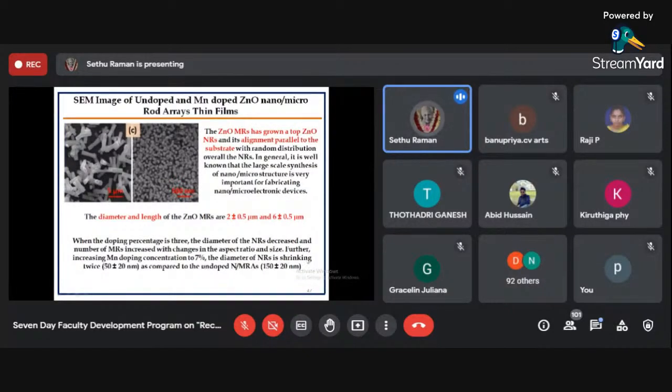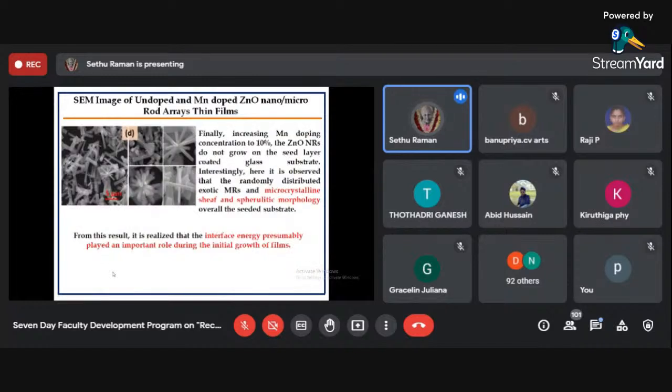the diameter of the nanorod is shrinking to half as compared to that of undoped nano-microrod arrays. In the undoped nano-microrod array samples, the diameter is about 150 nanometer. For 7% Mn doping concentration, the diameter is about 50 nanometer. So what happened finally when we increased the doping concentration to 10%?